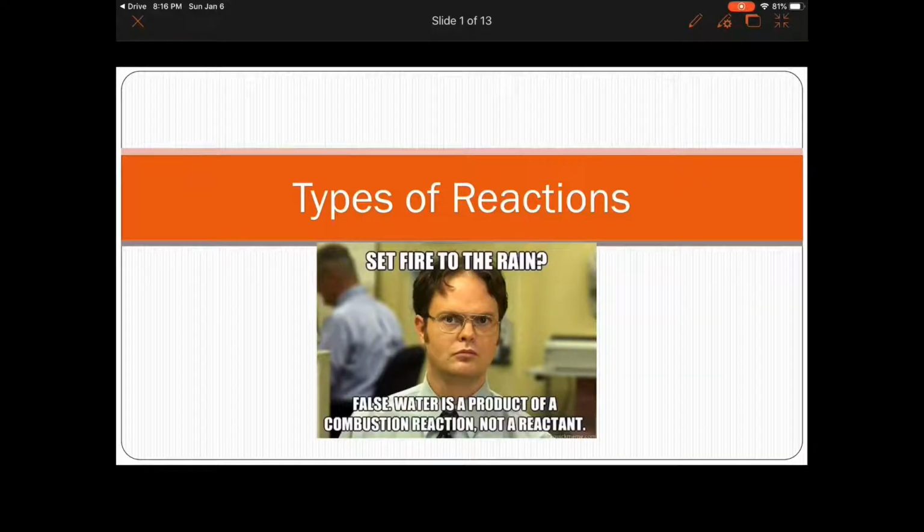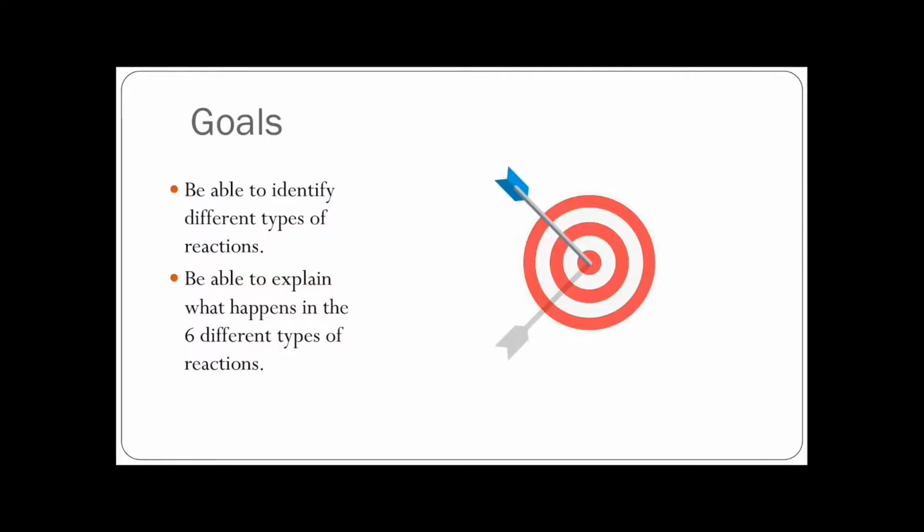Today we're going to be talking about the different types of chemical reactions there are. By the end of the lesson, you should be able to identify each of the different types of reactions and be able to explain what happens in each of these 6 different types of reactions.